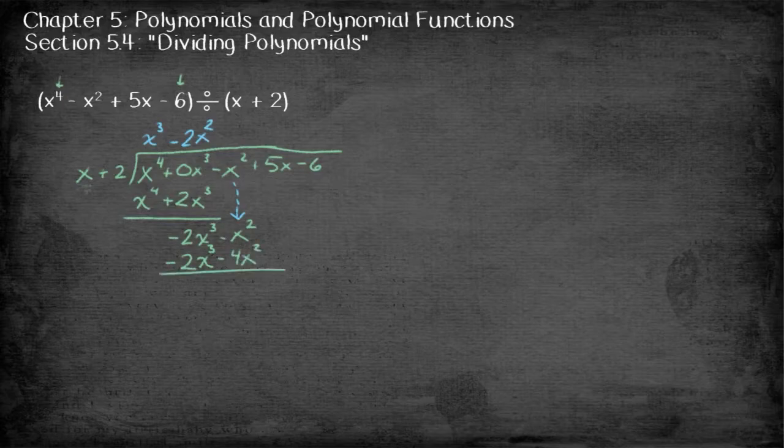This is where we can run into a lot of trouble. Keep in mind that we're going to be subtracting, really. So negative 2x cubed minus negative 2x cubed is 0. That's fine. But when I take negative x squared and I subtract negative 4x squared, I'm really adding 4x squared. So I get positive 3x squared.